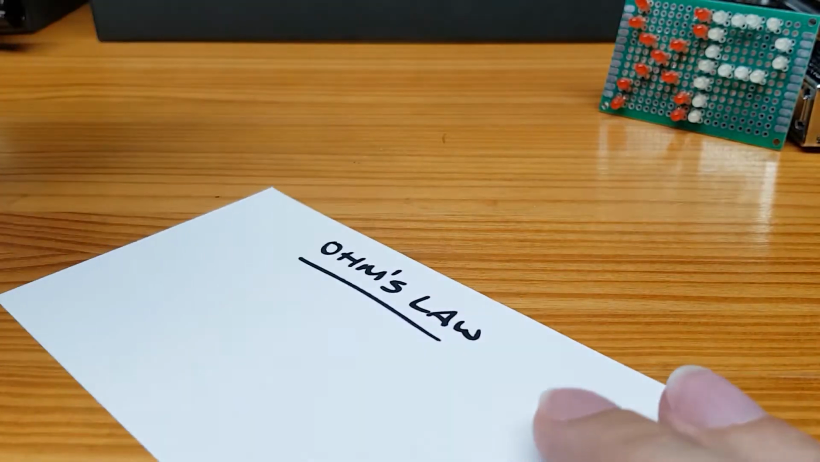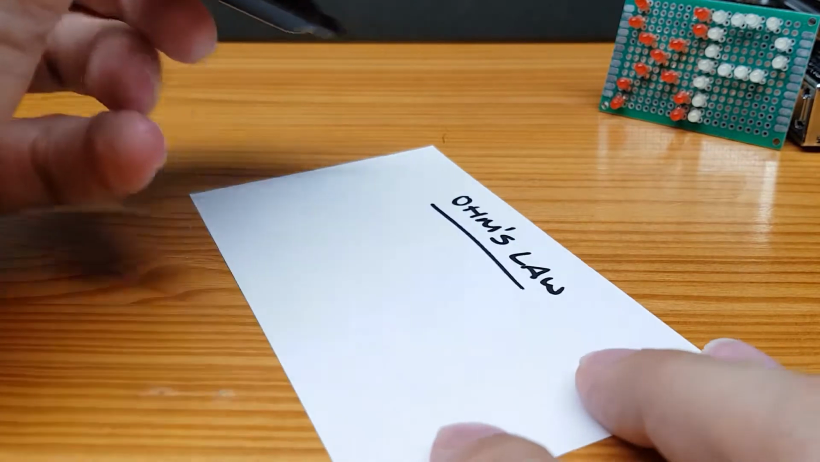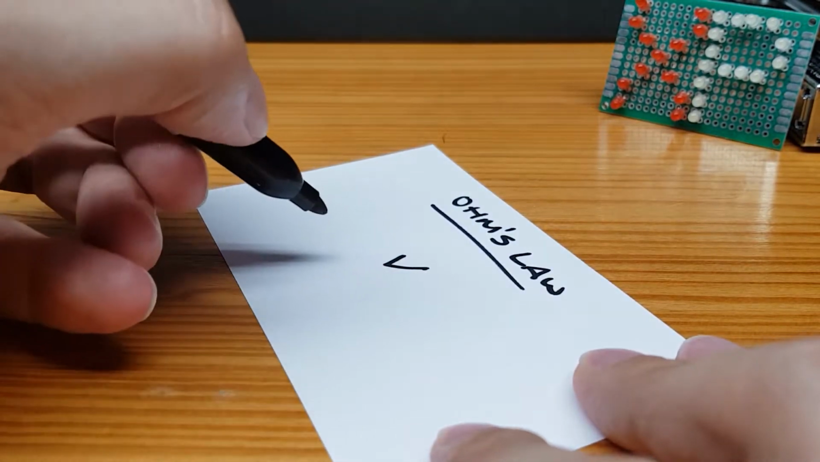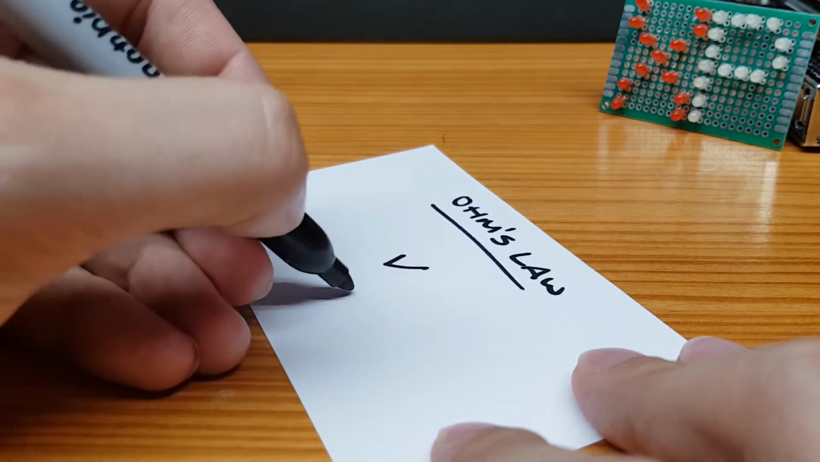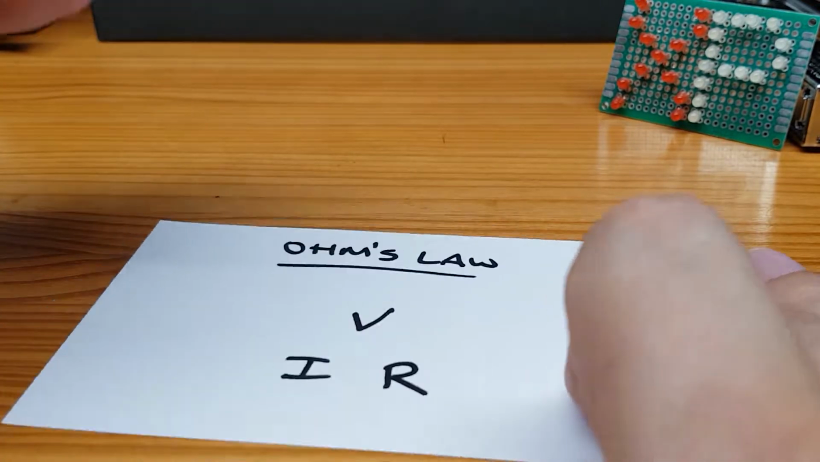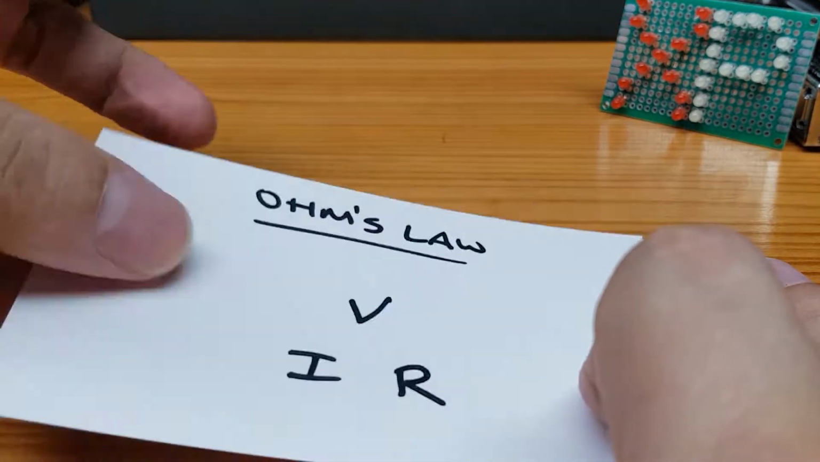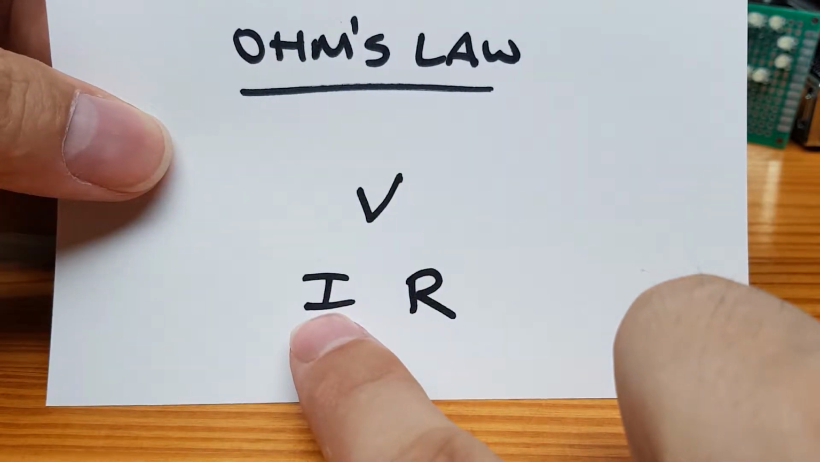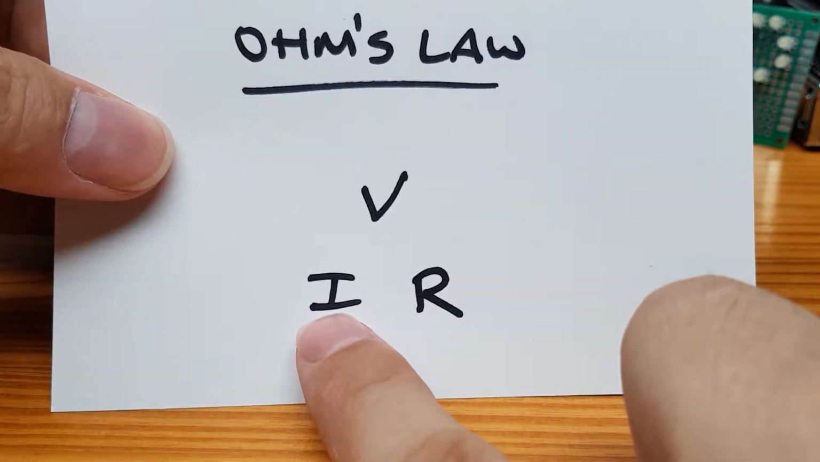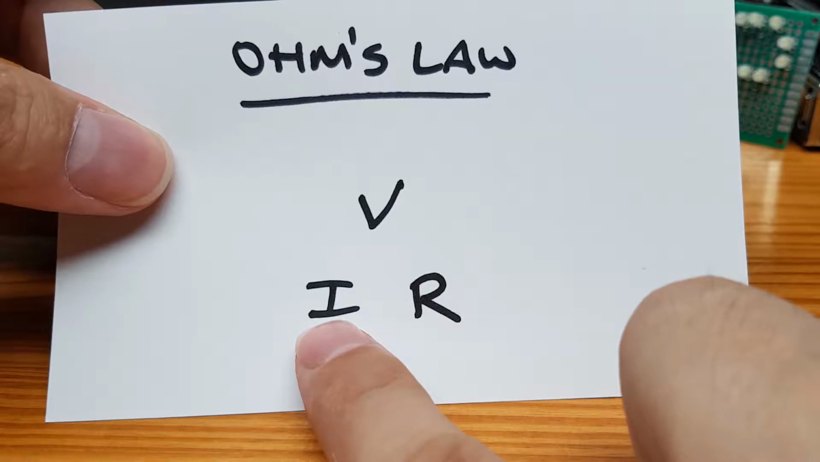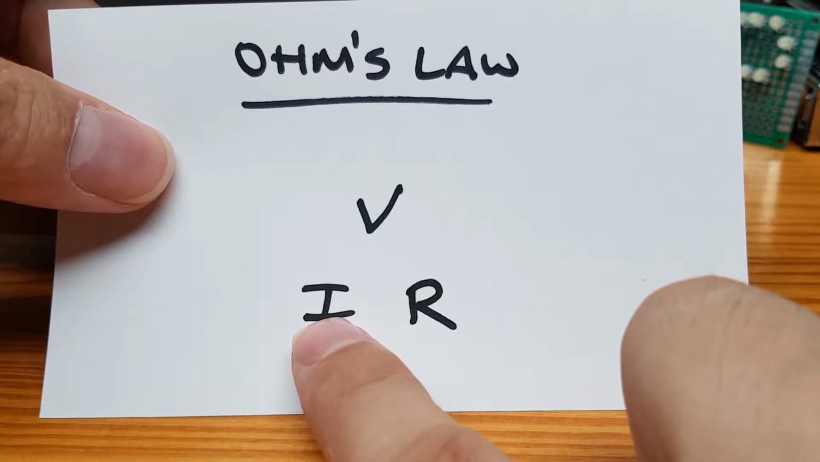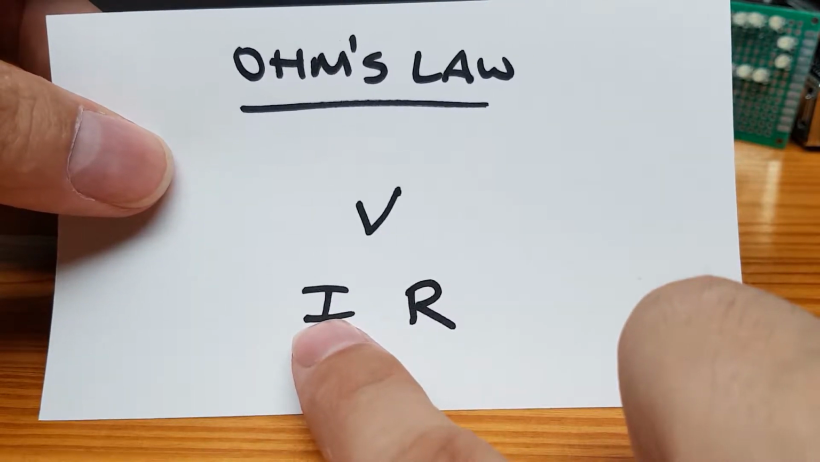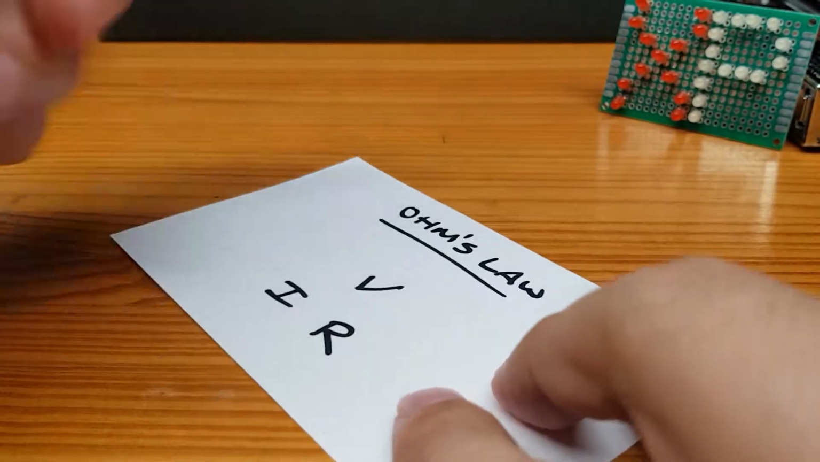O-H-M-S L-A-W. Ohm's Law. Now Ohm's Law takes voltage, current and resistance into account. You might think it's a bit strange that I've written current as an I. In the old days they used to measure current as inductance, or the ability to create a magnetic field, so that's why we still have an I. And like conventional current, it changed after a while, so nobody bothered to correct it.